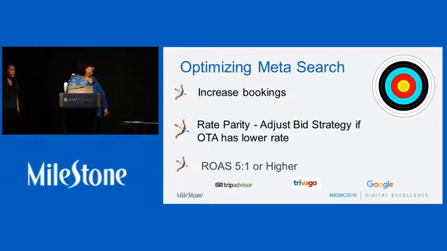Okay, so again, this is the ROI for this. So for Metasearch, I know we've seen some low returns on investment, and it's usually because we don't have rate parity, or your inventory is not available. There's a lot of issues with this that we can fix. But again, it's a conversation. So we are expecting a 5-to-1 ROI or higher. And again, if it's not that, it's a conversation starter. So you really need to be able to be open to have that conversation with your provider.